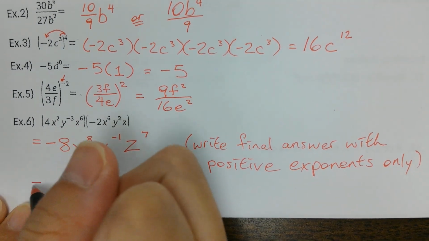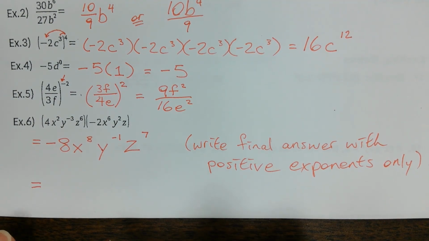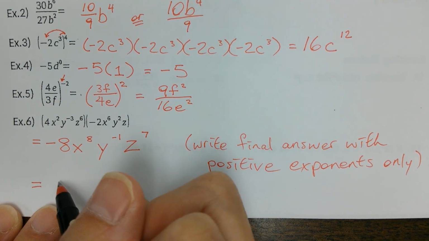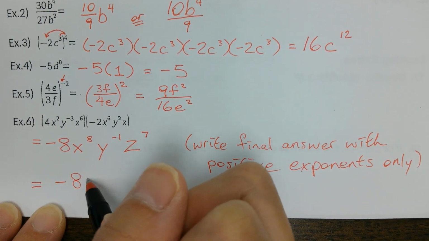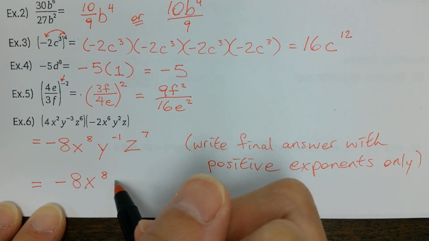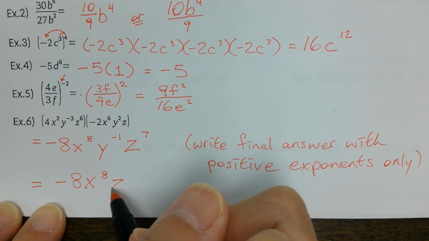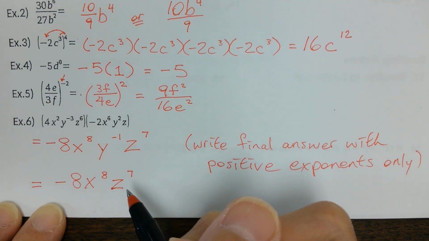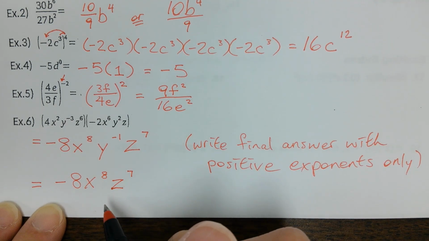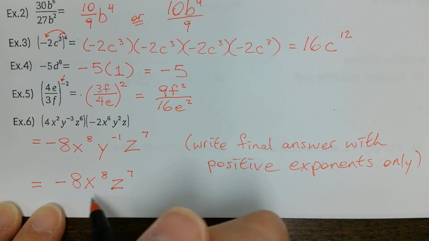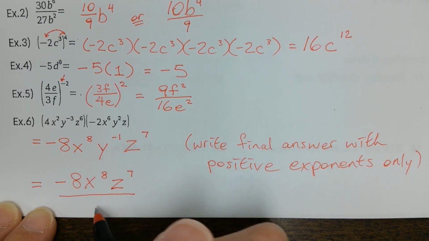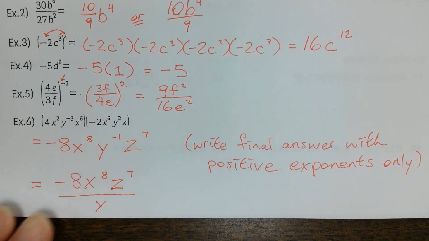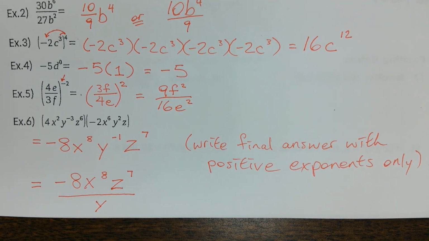Okay, final answer. Antonia, what did you write? I wrote -8 times x to the power of 8 times, in brackets, 1 over y, so everything to the power of 1, times z to the 7. So 1 over y times this. In other words, I can just put everything over y. Does that make sense?